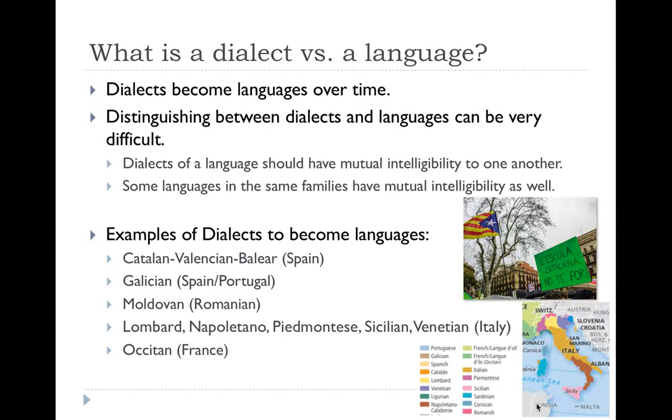So again, they have to be different if we're talking about a dialect becoming a language. And some languages in the same family might have some kind of mutual intelligibility as well. They have to have something in common, basically, and eventually split off into a new language. Examples that have happened here: we look at Catalonian. In Spain, some of the different regions there speak Catalan. We look at Galician in Spain and Portugal, or Moldovan in Romanian.